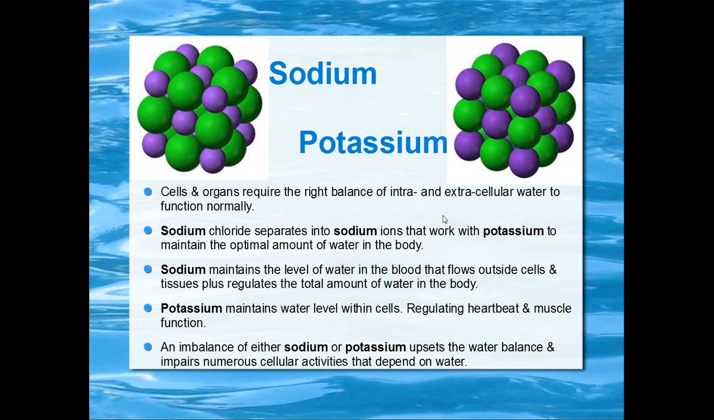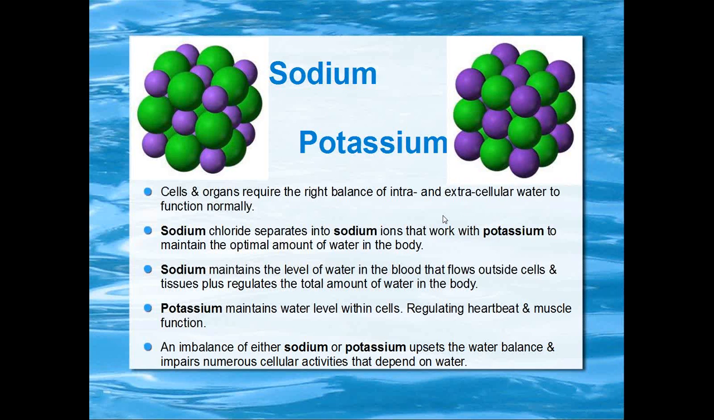So then we have a free ion, which is what an electrolyte is. And in this particular case, we have a free sodium ion. And when that works with potassium, that maintains the optimal amount of water in the body. Sodium also maintains the level of the water in our blood that flows outside the cells and tissues, plus regulates the total amount of water in the body that is supposed to be in the body.